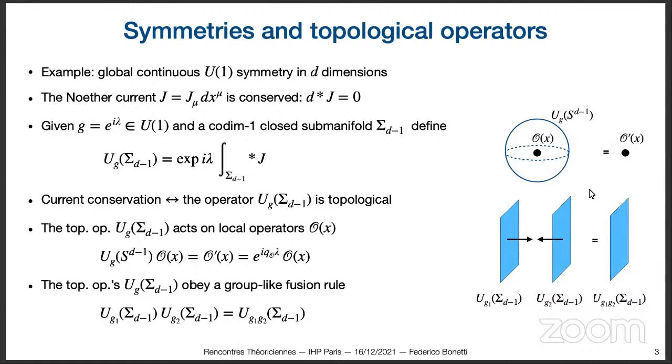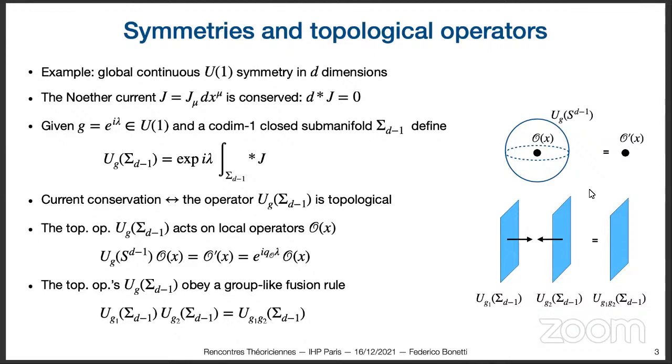Another thing that it's natural to do in this language is to surround a local operator by one of these U operators. And since U is topological, we can imagine shrinking it. And this operation actually corresponds to the action of the global symmetry on the local operators of the theory. So that brings us from O to O prime.